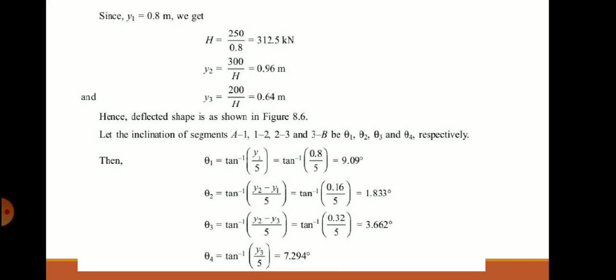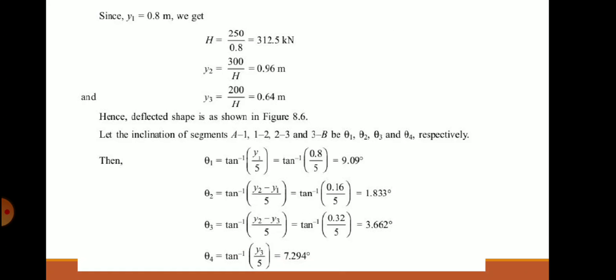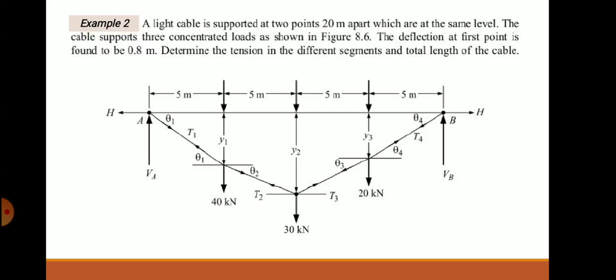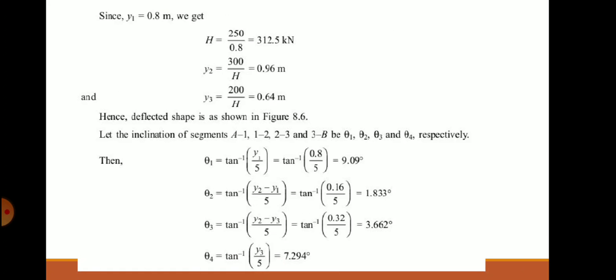See the figure here, theta is tan inverse of opposite by adjacent. So theta 1 is tan inverse of y1 by 5. Theta 2 is tan inverse of y2 minus y1 by 5. What is y2 minus y1? y1 is this, y2 is this, I want the difference. Theta 3 is tan inverse of y2 minus y3 by 5. Theta 4 is tan inverse of y3 by 5. So correlate with the figure and you will get the equations. You already know y1, y2, y3, so substitute and find theta 1, theta 2, theta 3 and theta 4.